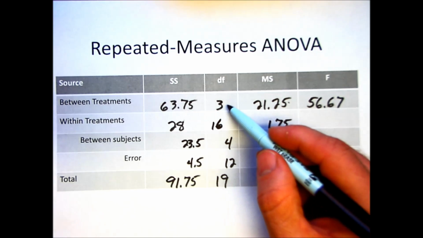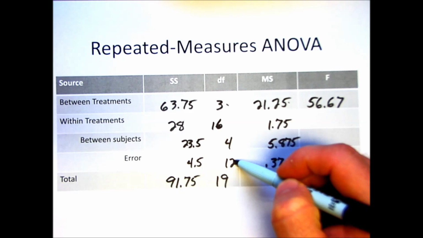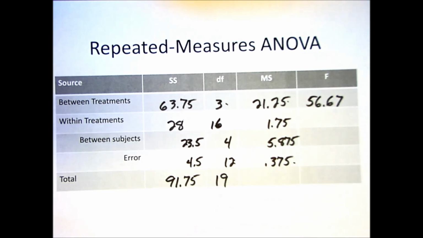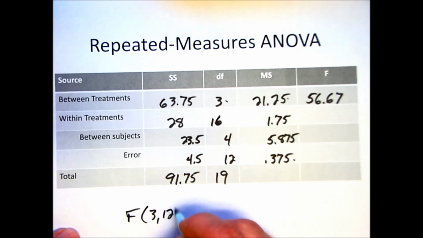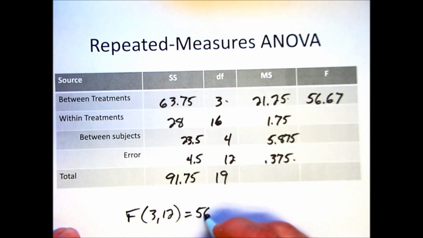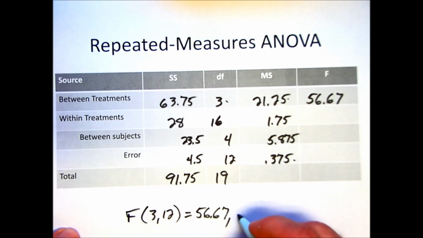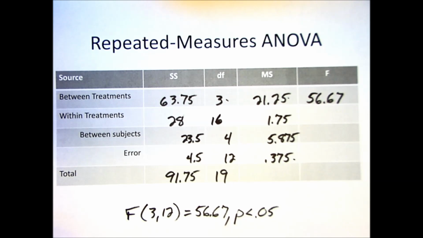The F ratio that we'd look up in the back of the book would be 3 and 12. Those would be the degrees of freedom that we would use for that. So when 3 and 12 is the degrees of freedom, here's our F value, 56.67. And then p is less than 0.05 for sure. It'd actually be less than 0.001 for this.